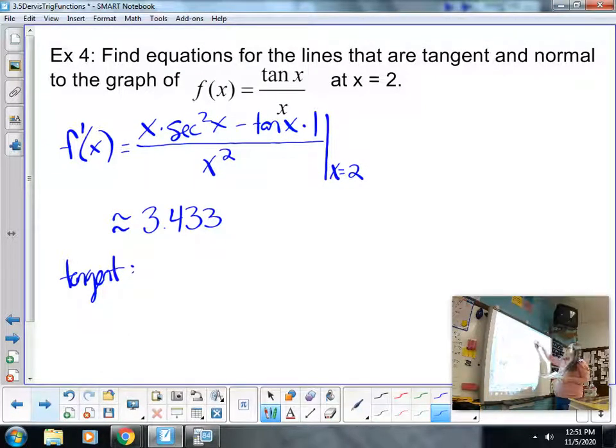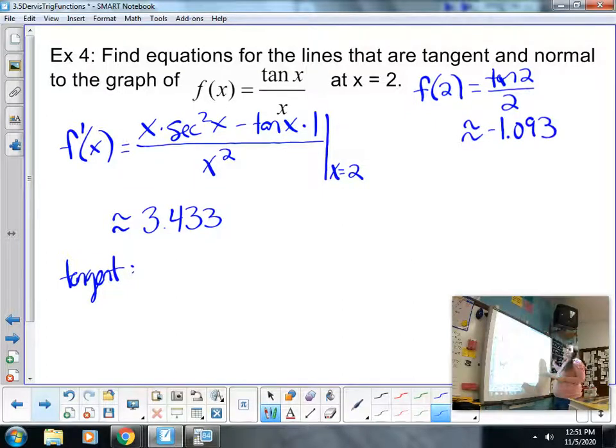So in addition to having this 2 up here, I also have to find f of 2, which is going to be tangent of 2 over 2, and that is going to equal negative 1.093. So that's something you would just put in your calculator. And also make sure that you are in radians and not degrees. Whenever you're going through doing this, if you're in degrees, you're not going to get the correct answer, either for the derivative or for finding the function value.